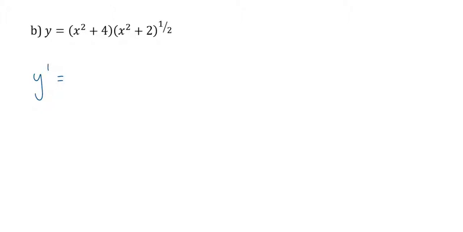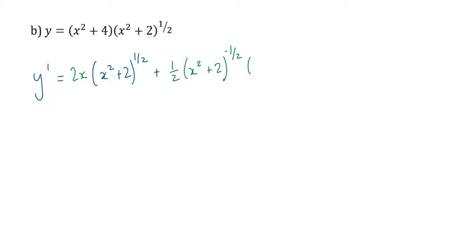The derivative of the first bracket in this case is 2x times the second bracket, plus the derivative of the second part. So that's going to be 1/2 times x squared plus 2 to the negative 1/2 times the derivative of what's inside, and then all of that times the first bracket.